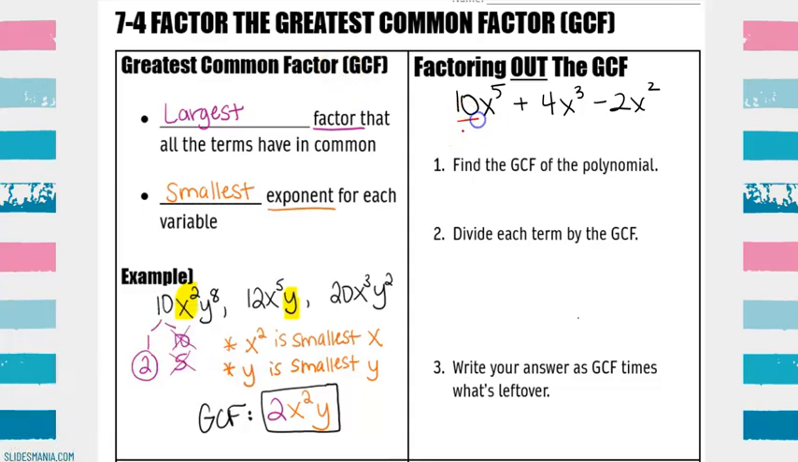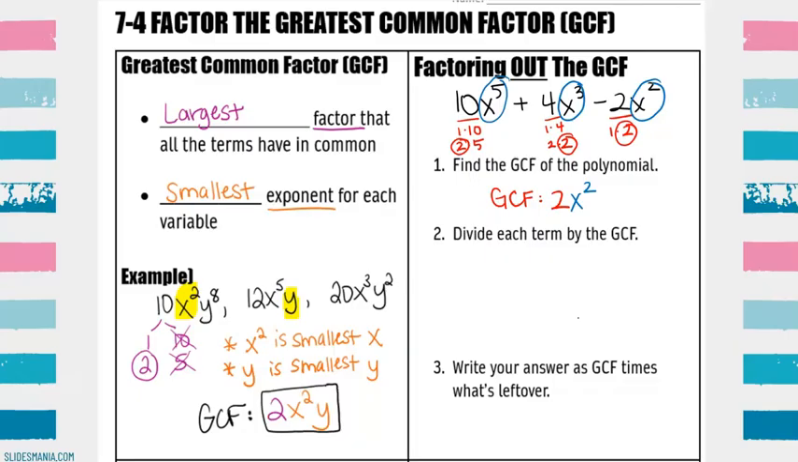First thing we're going to do is think about our factor pairs. 1 times 10 and 2 times 5. 1 times 4 and 2 times 2. And then 1 times 2. All of them have a 2. So part of my GCF is 2. And then the smallest power of x that we have, we have x to the fifth, x to the third, and x to the second, is x to the second. So our GCF is 2x to the second.